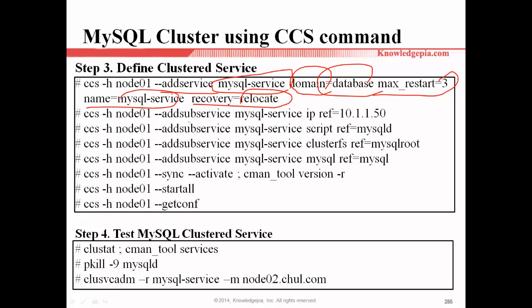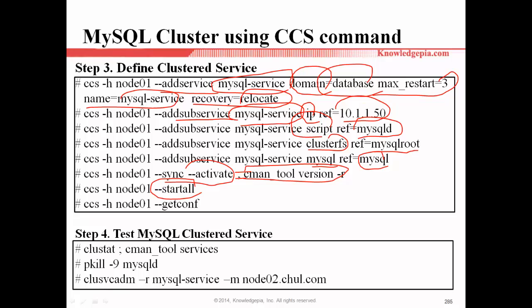And after that, we need to add the resources here. So service name, mysql-service, and IP, floating IP address, script is mysqld, the name, and the cluster file system, mysql-root, and MySQL name is mysql. And after that, the sync activate, it means propagate the configuration file to all cluster nodes. This command is the same. And start all the cluster nodes. And if you want to check the configuration, then you can use this command.